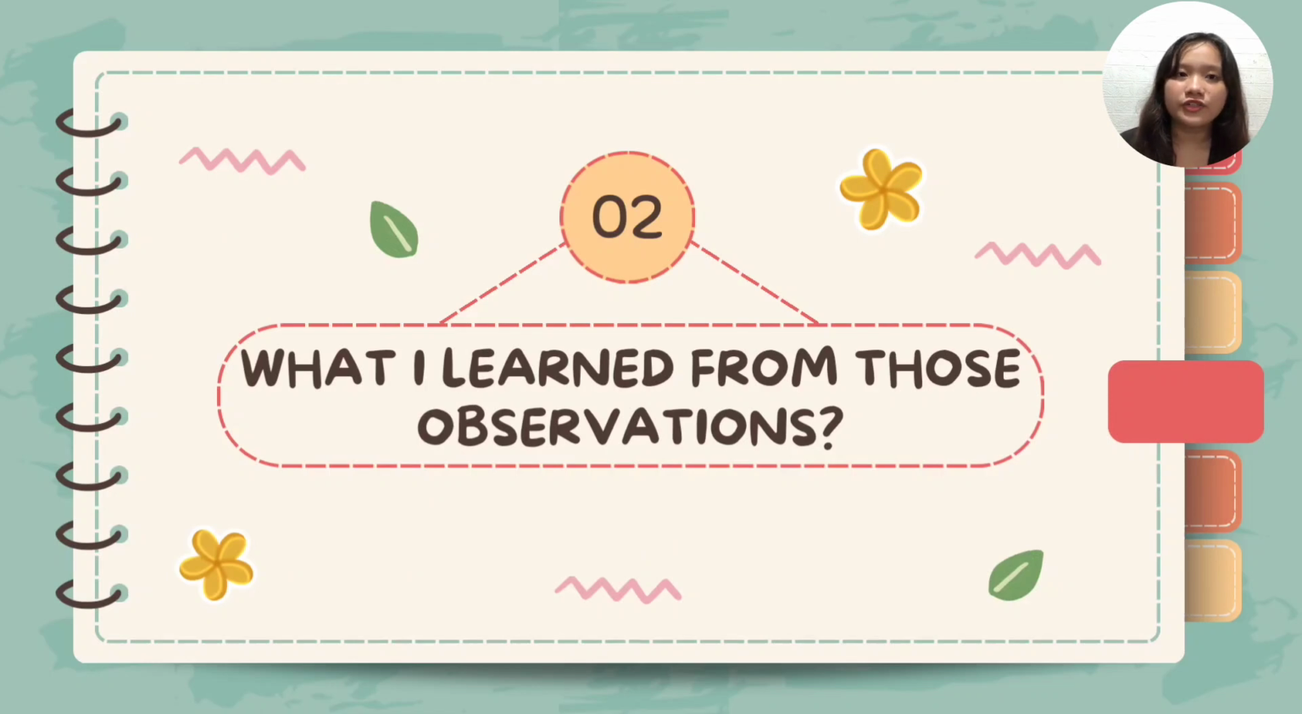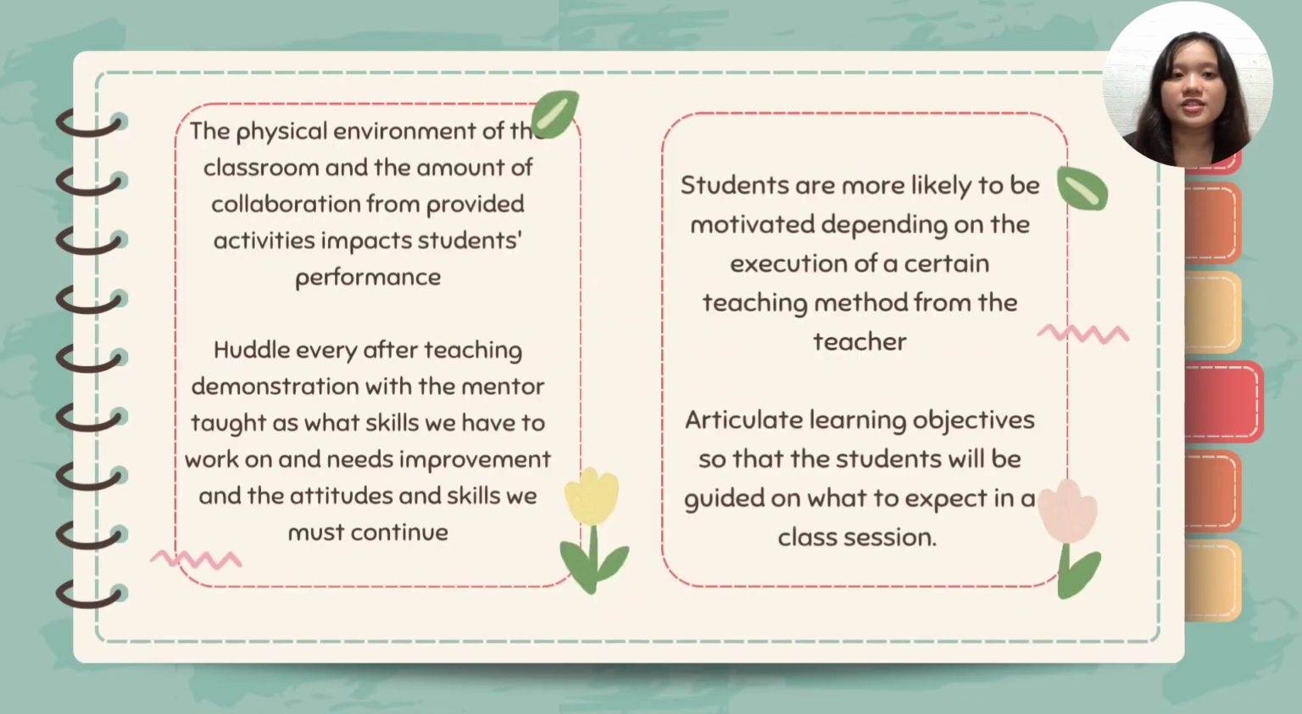Now, what have we learned from this observation? First is that the physical environment of the classroom and the amount of collaboration from provided activities impact the students' performance. A conducive learning environment promotes positive attitudes and engagement of students, particularly in their ability to learn on that specific topic.